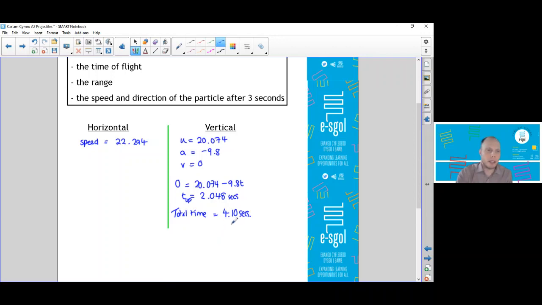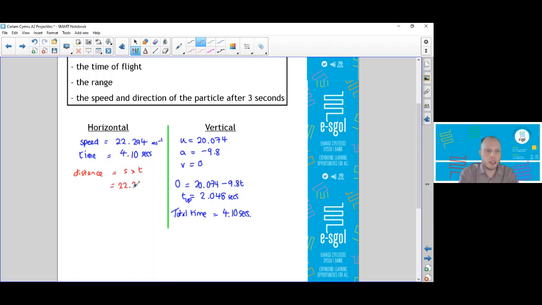And now I know the time of flight, I can transfer that over here. So 4.10 seconds, and this is meters per second there. Right, well, this is speed, distance, time. Now I can work out the distance. So the distance is speed times time.